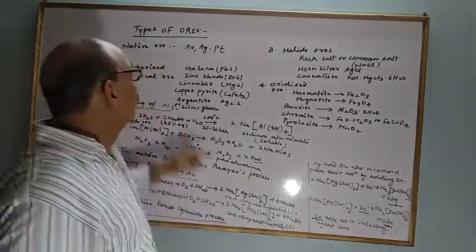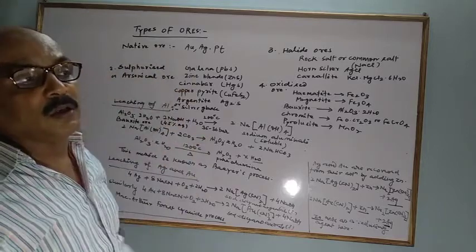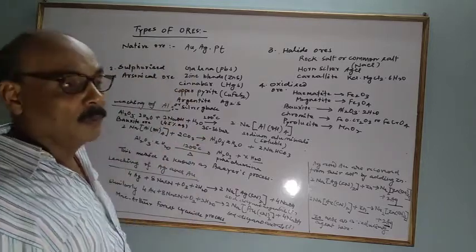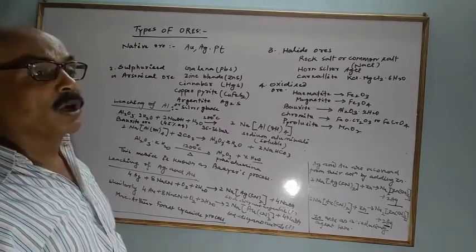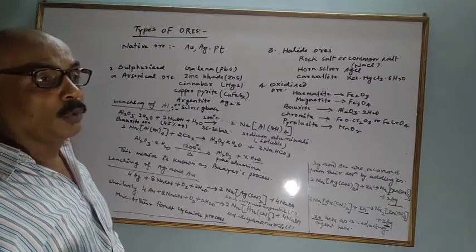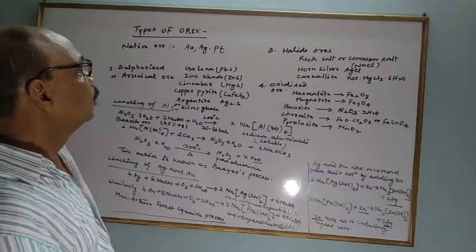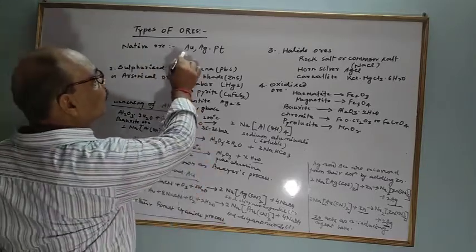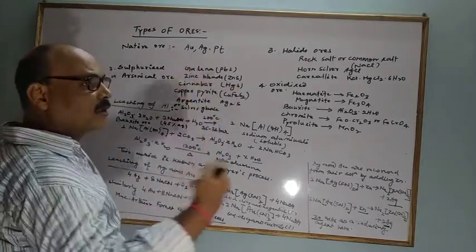And this native ore is based on the principle of density of the ores and the impurities. You know that ores are heavier and impurities are lighter. So when they are washed with water, what happens? The native ores settle down and the impurities are flushed out with the water.